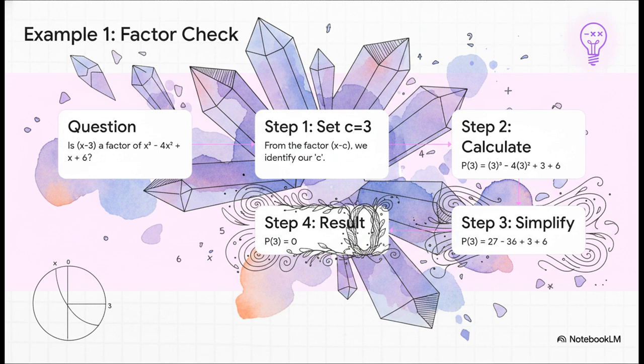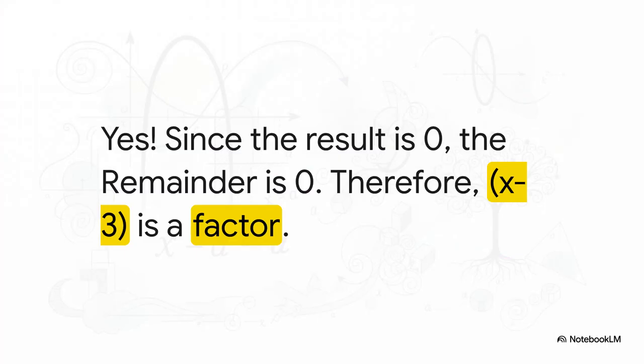We get 3 cubed, that's 27, minus 4 times 3 squared, so 4 times 9 is 36, plus 3 plus 6. So 27 minus 36 is negative 9, plus 3 is negative 6, plus 6 is 0. And since p of 3 equals 0, what does the factor theorem tell us? Bingo! Yes, x minus 3 is a factor. It's a done deal. No guesswork, just a simple calculation.